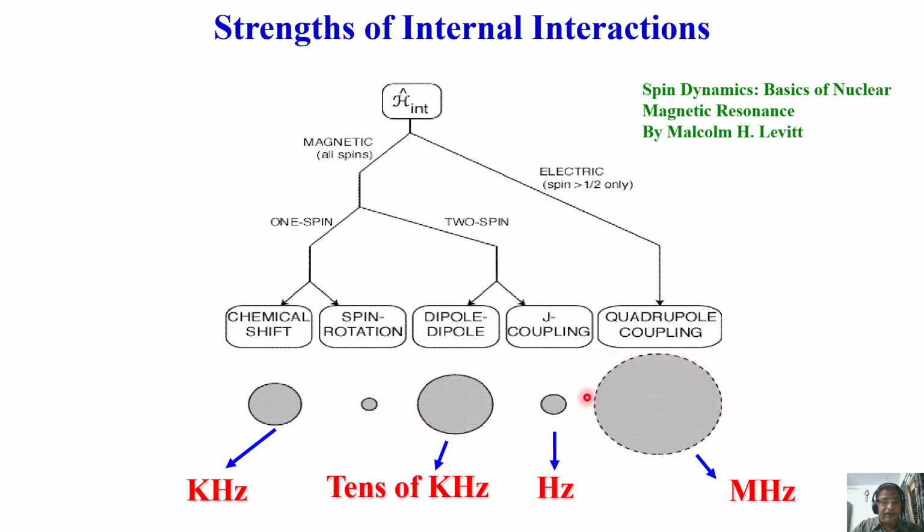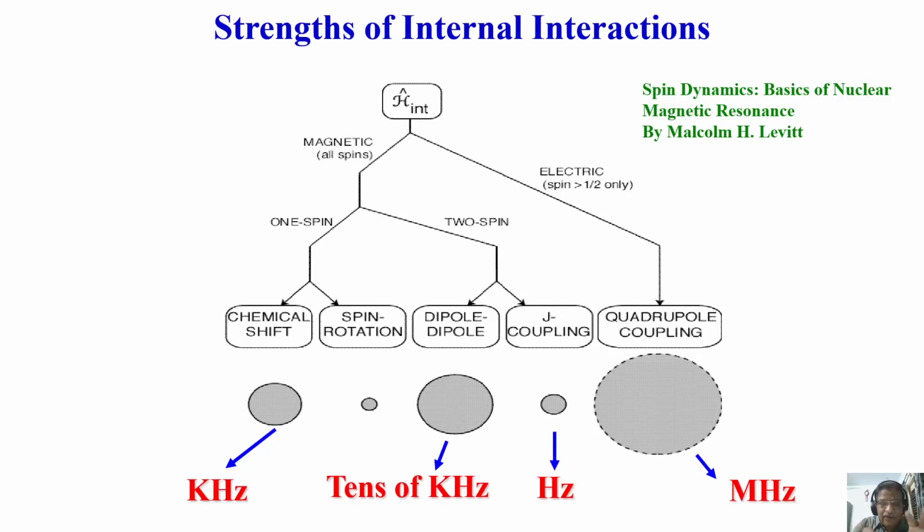Now, he has given various types of elliptical or circular shapes, whatever you call. This is a bigger one. Bigger the size, larger the interaction. Remember, this is very big, the quadrupolar coupling. And this coupling strength is of the order of several megahertz. It can be a few tens of megahertz. Sometimes it can be 1 mega, 2 mega, 30, 40, 50 megahertz also. The interaction strength can be very large.